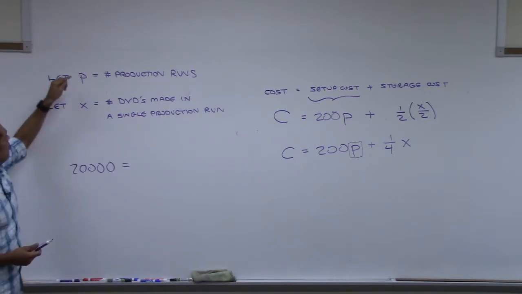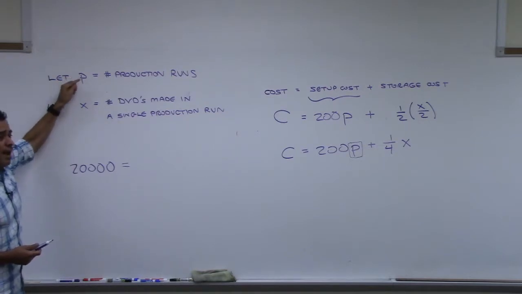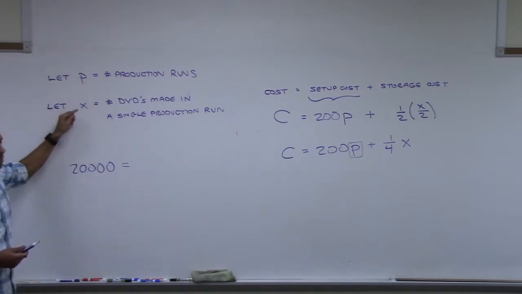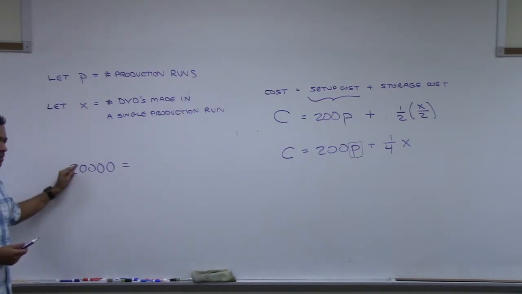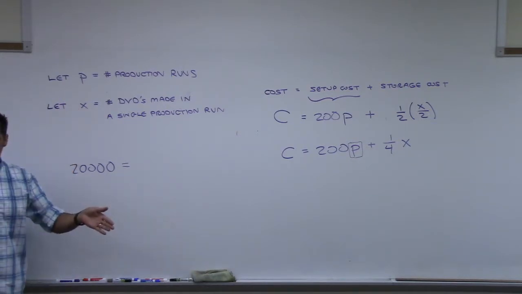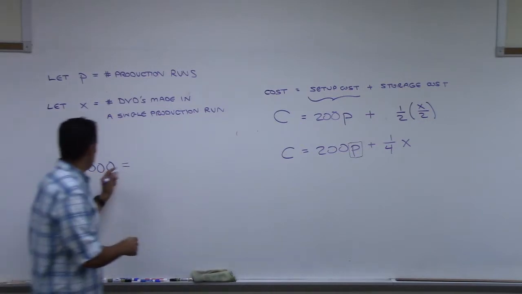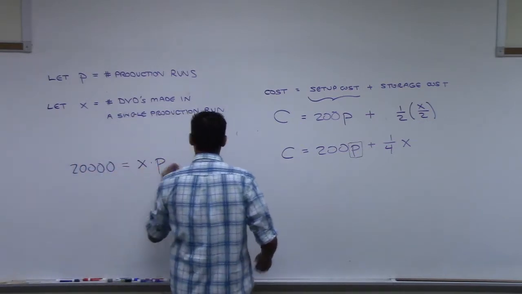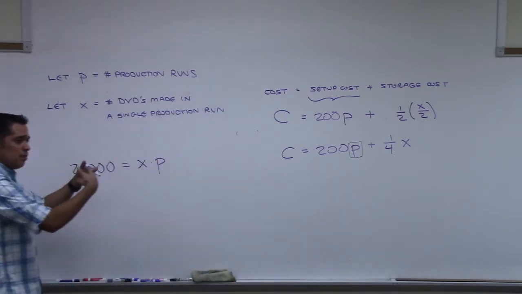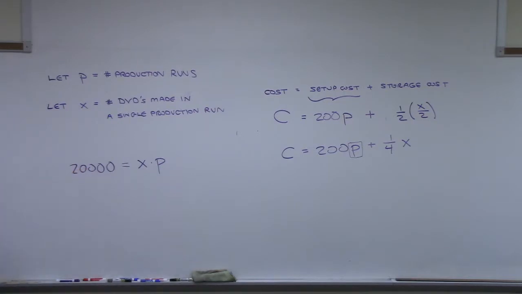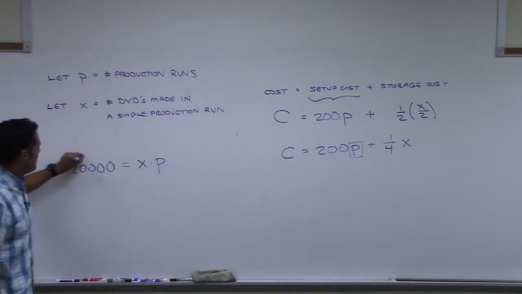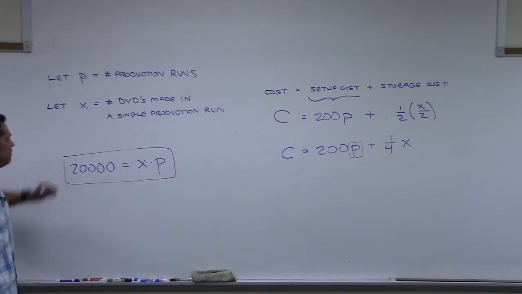So however many production runs you have, times the number of DVDs you make in each production run, has to be 20,000 to cover the demand. Make sense? So this is X times P. So it was close. It's not X, it's not P, it's the two of them multiplied together. All right? So we have this relationship between X and P, don't we?